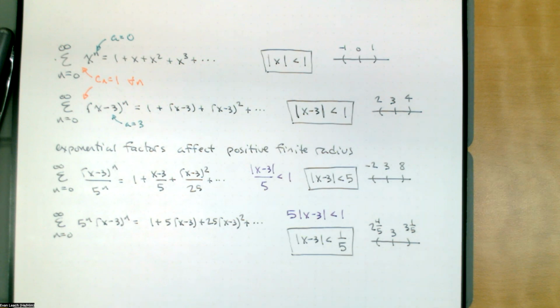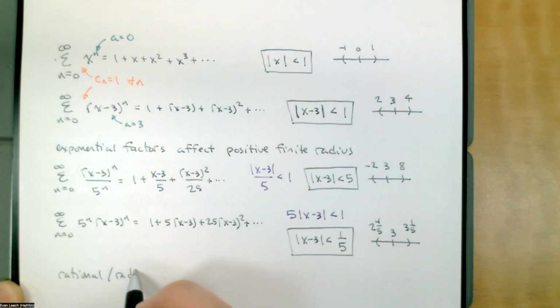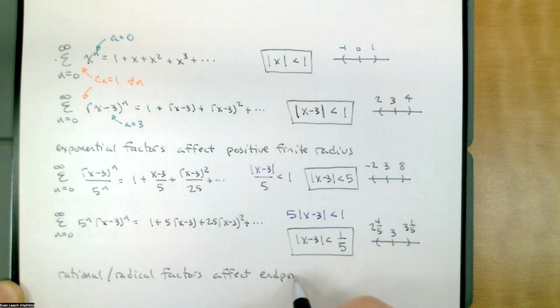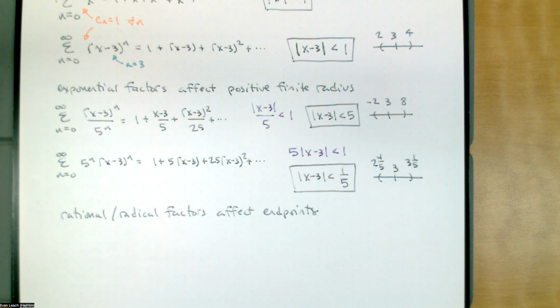Since we're out of time, I'm just going to point out that rational and radical factors only affect the endpoints. That's where we look to see if the endpoints are in or out. So the examples that we'll have coming back, rational and radical factors will affect the endpoints. Factorial factors are how we get a radius of 0 or an infinite radius.